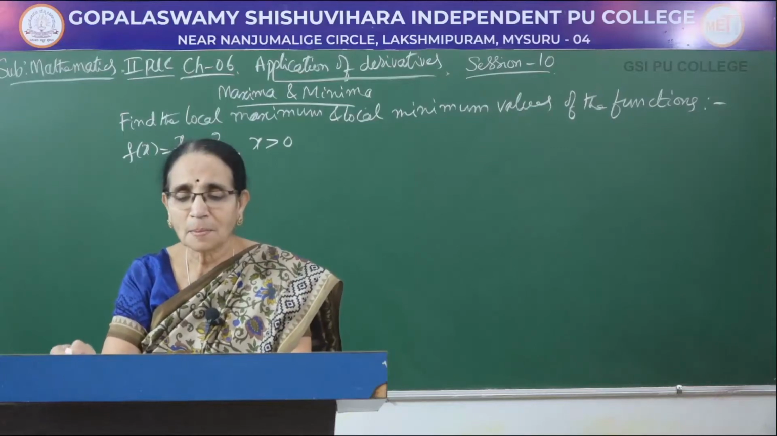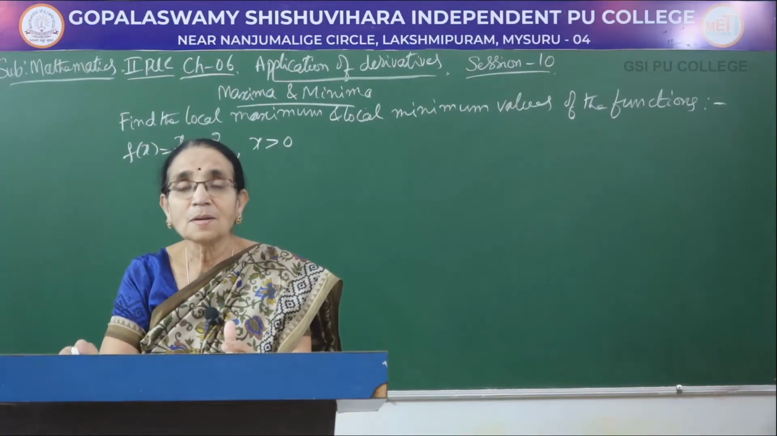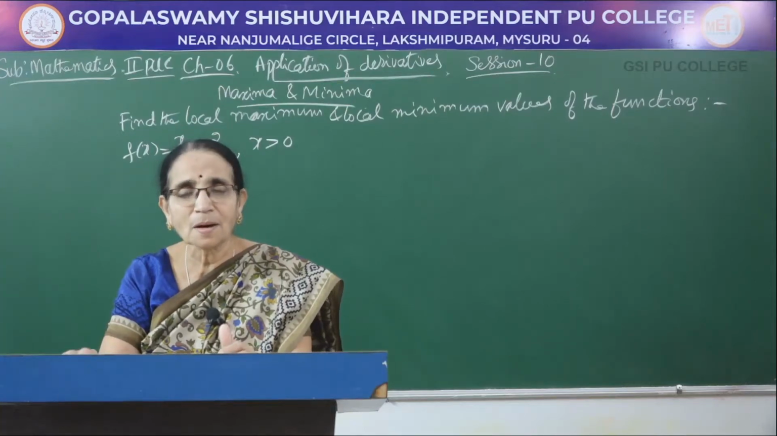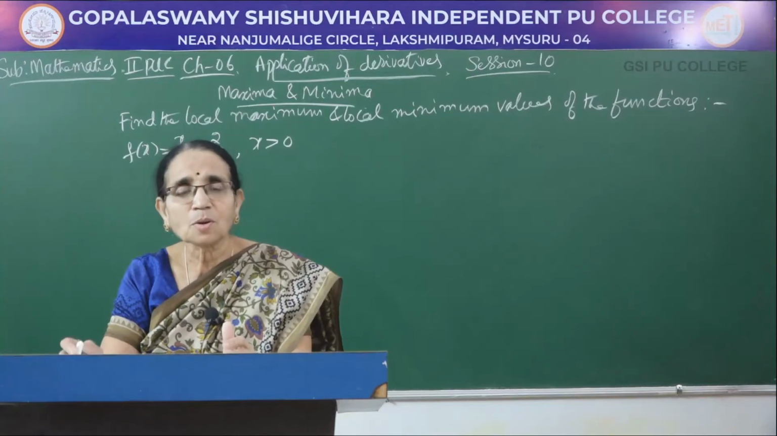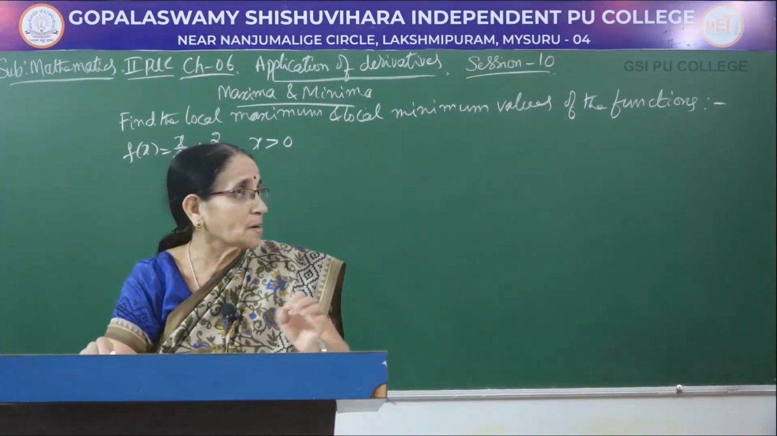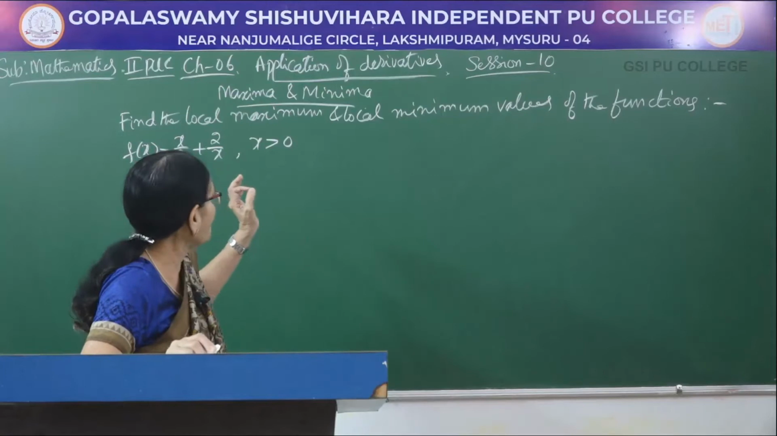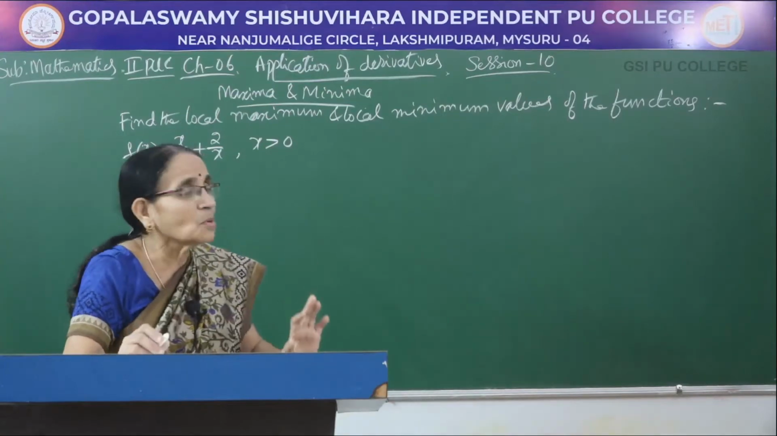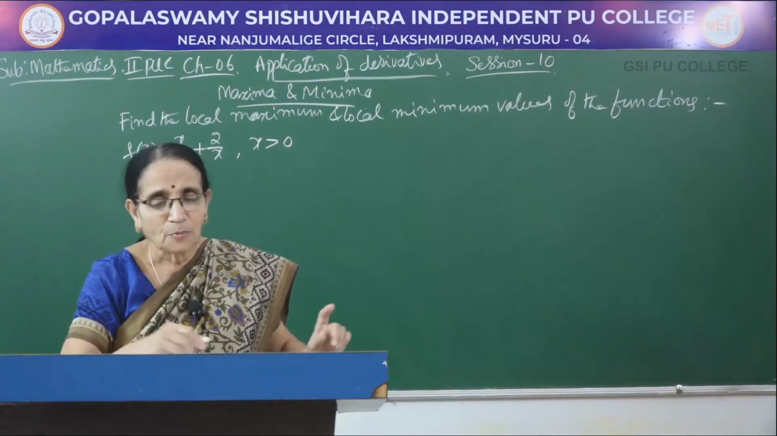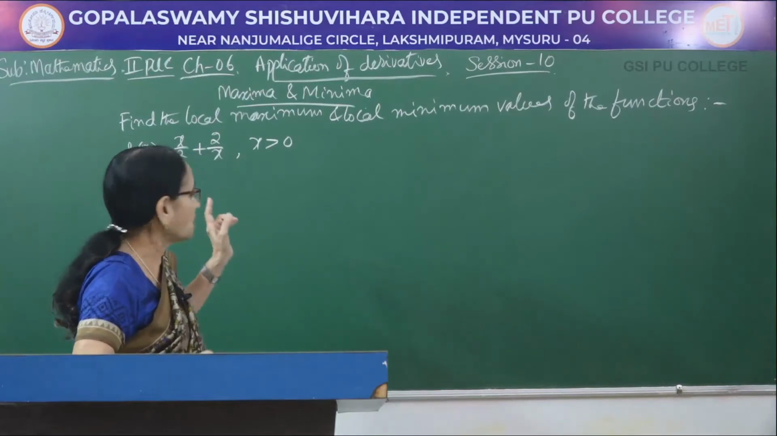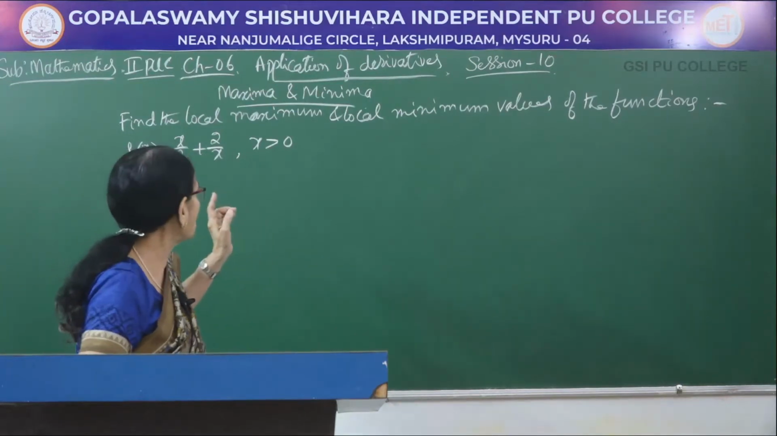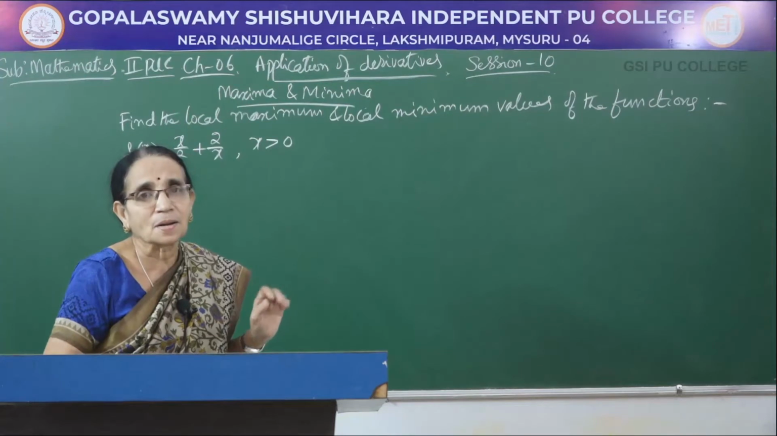Dear students, you have been learning about the solutions of the problems under maxima, minima in the earlier sessions. In this session also, I am going to work out some problems in which I am calculating the local maximum and local minimum values of the functions. The first problem being f of x equal to x by 2 plus 2 by x, x is greater than 0.